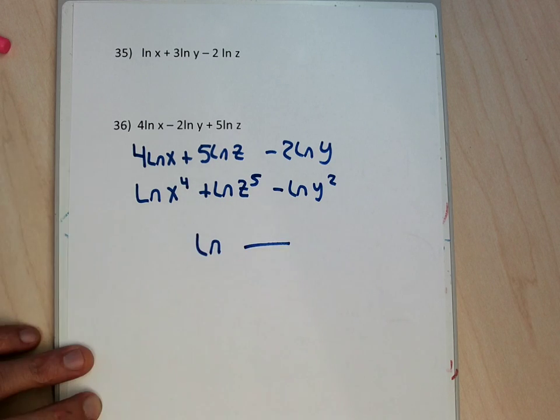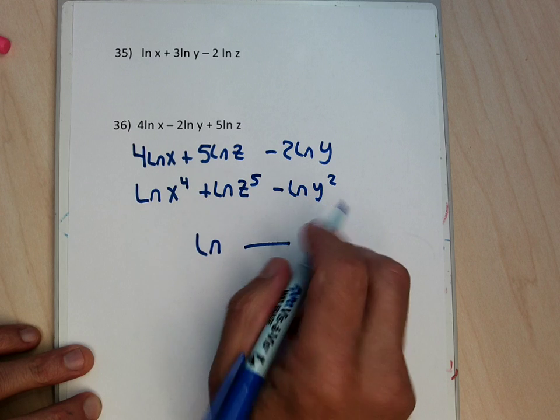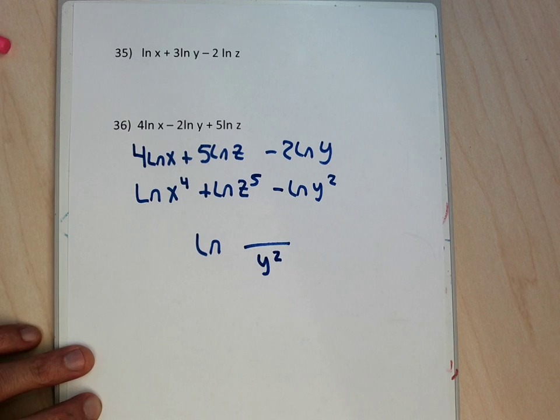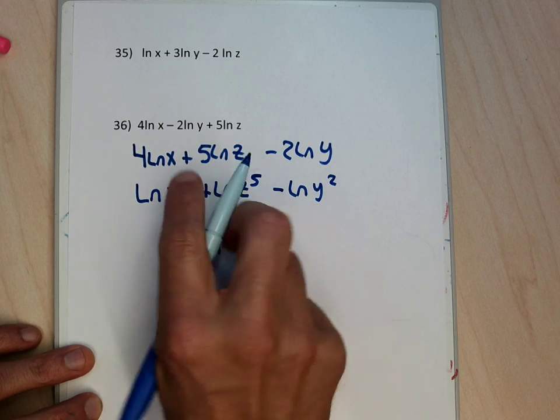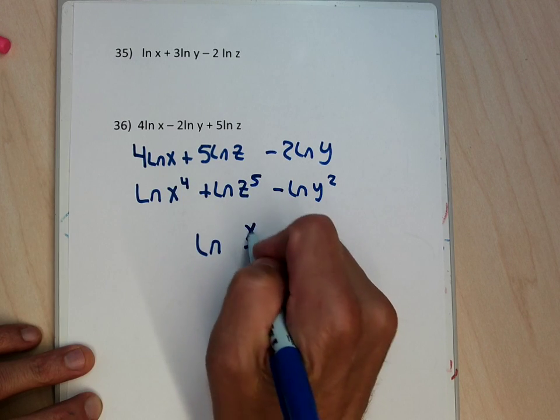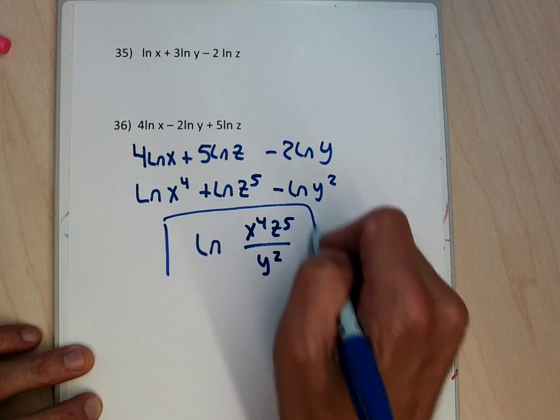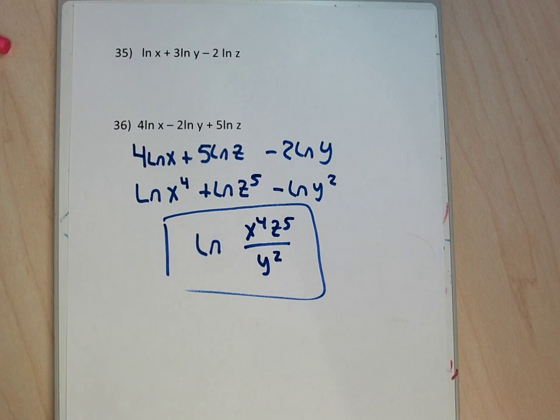I see a minus, so I get a fraction. The only thing that goes in the denominator is the y squared, because that's the only logarithm that has a minus in front of it. Both the x to the fourth and the z to the fifth will wind up in the numerator. That would be my answer to 36. Your work for 35 is going to be similar. You don't need to rewrite it.